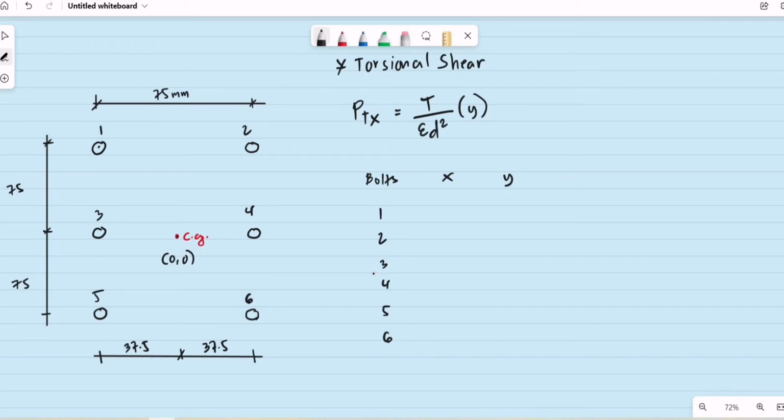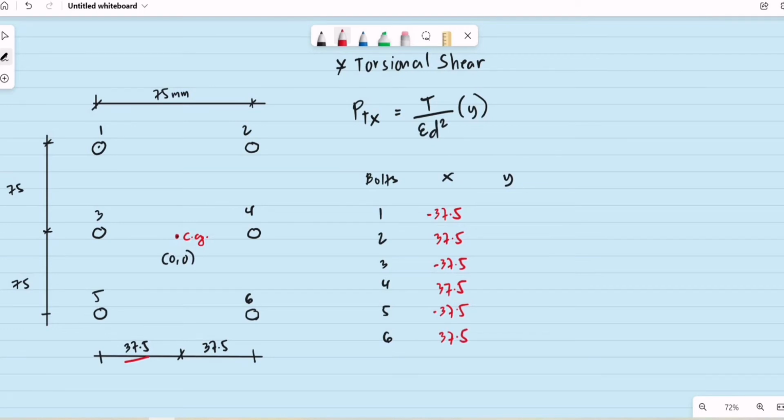For bolt number 1, its coordinate is half of 75, which is 37.5. It will be at negative 37.5. Then bolt number 2, it is on the right, so it will be positive 37.5. Bolt number 3, again, is negative 37.5. Bolt number 4, the same, is positive, on the right of the center of gravity. So this is positive 37.5, and 5 is negative 37.5. And the last one, 6, is at positive 37.5.